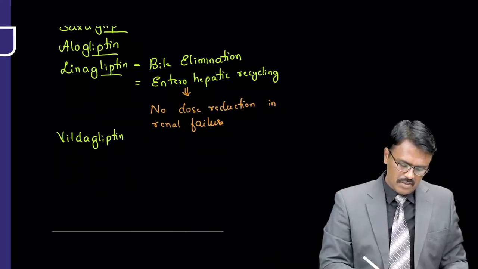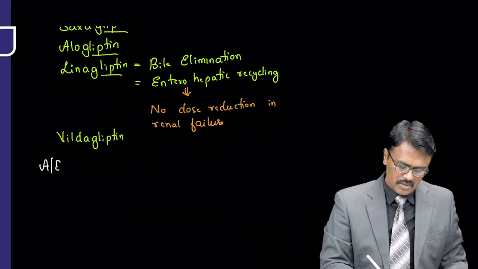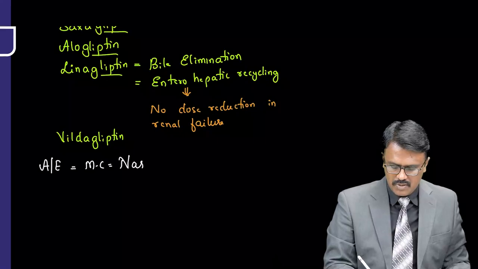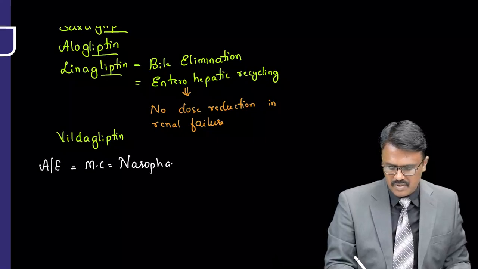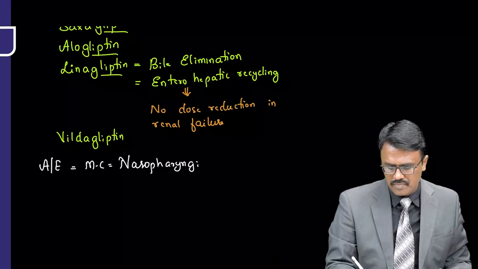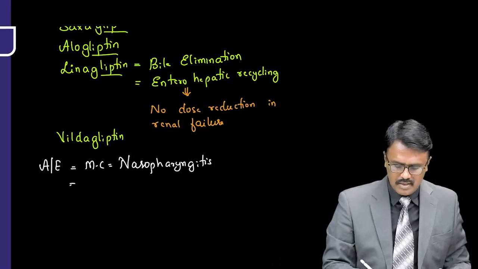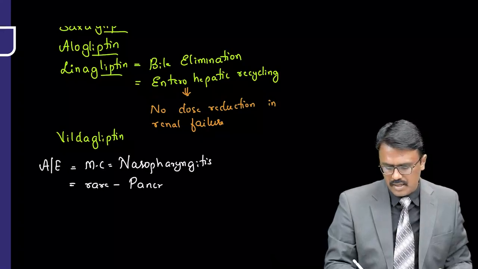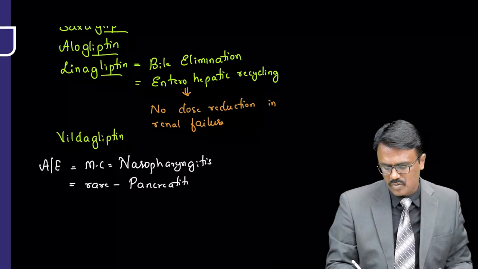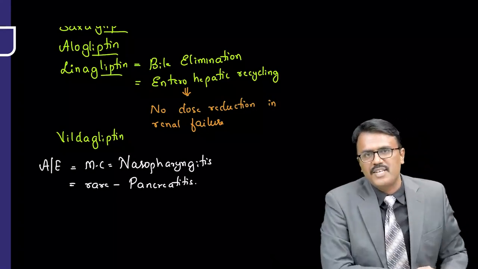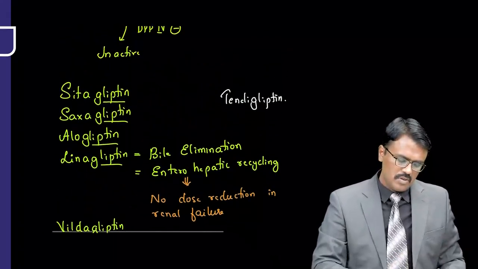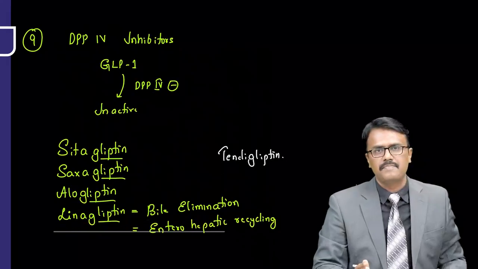Now, once we know this, what is the adverse effect of these drugs? Most common is they can produce nasopharyngitis symptoms, that is running nose. Second, very rarely they can produce a problem called pancreatitis. So remember one more group of drug which can cause pancreatitis, that is GLP-1 receptor agonist. So that is about the DPP4 inhibitors.